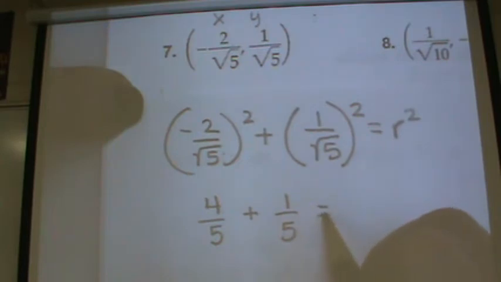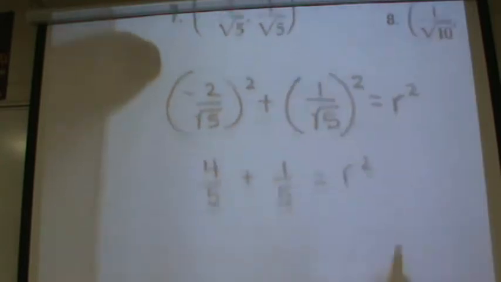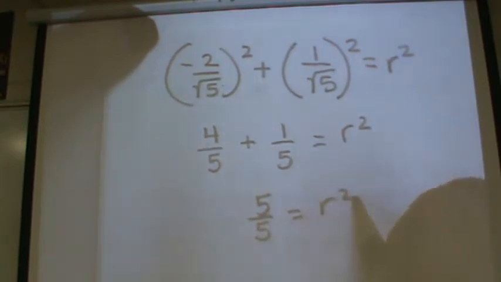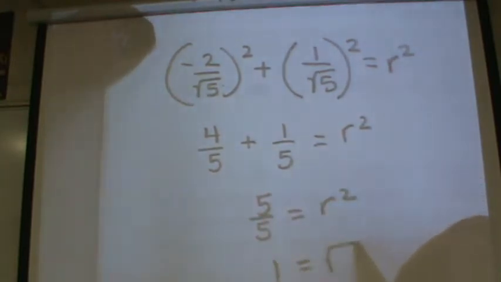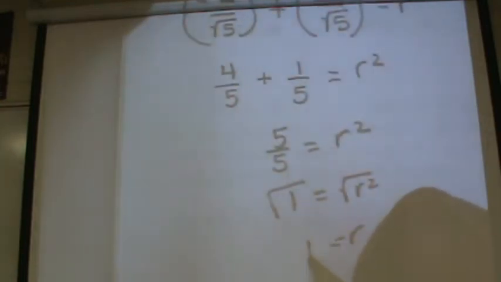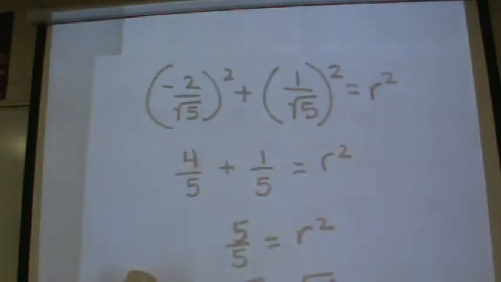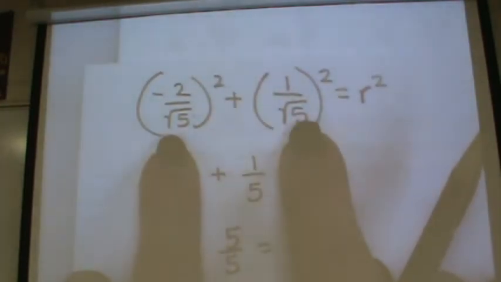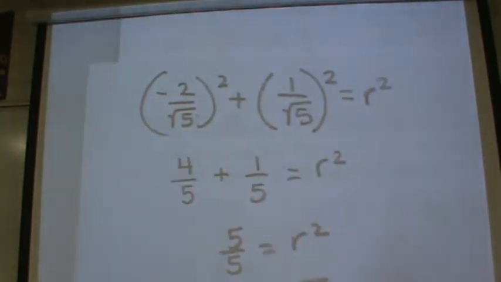And what's this squared? 1/5. And what's 4/5 and 1/5? 5/5. And what's another name for 5/5? 1. And what's the square root of 1? It is 1. So I just proved to you that the radius is 1. If you took these legs and squared them and added them together and took the square root, you get 1.